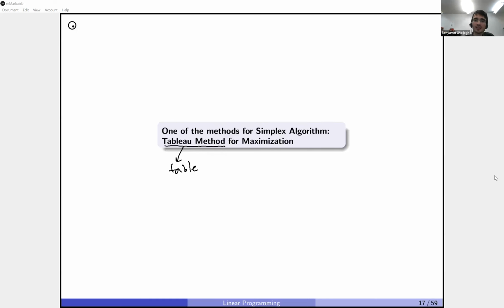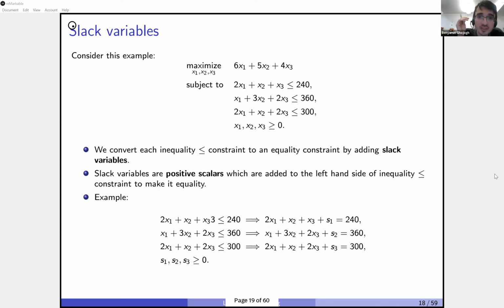So now let's talk about this. For example, consider this example. First off, when we want to maximize, let's first focus on maximization only. Now we have this, so we convert each inequality constraint to an equality constraint. Assume that the constraints are less than or equal to something, for now. We convert each inequality constraint to an equality constraint as the first step by adding slack variables. What does it mean?